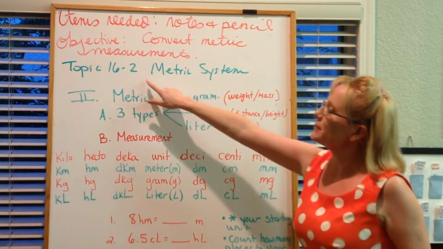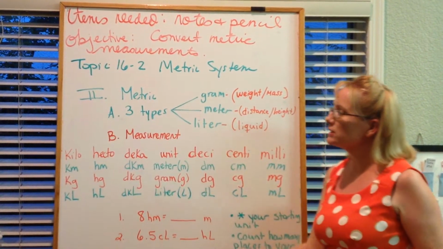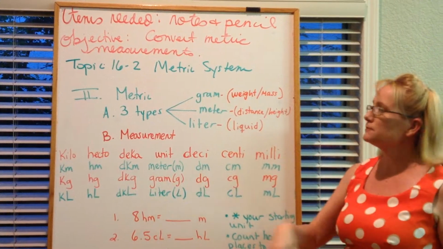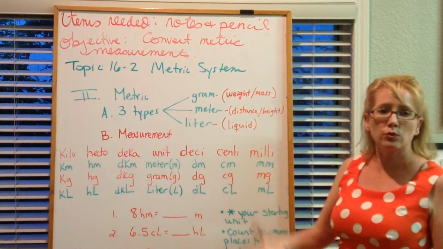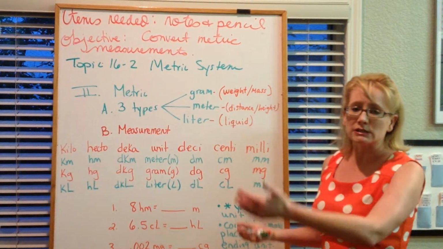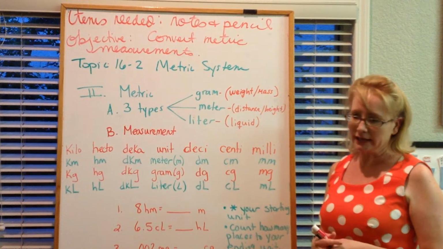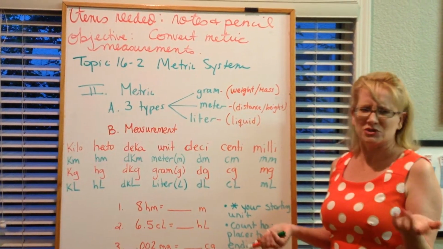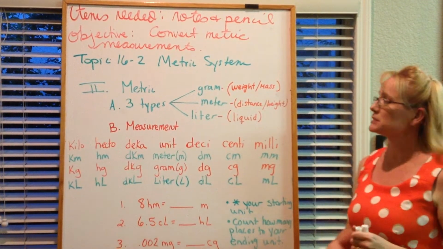Cheese. So it's topic 16.2, the metric system. And we're going to use Roman numeral 2 to call it metric. And there's 3 parts to the metric system. There's grams, meters, and liters. The grams you use when you weigh things. When you're going to weigh your sweet teacher, and you're going to weigh some flour, and you're going to weigh a pile of shoes. I don't know. When you weigh stuff, it's called mass. You're going to use grams.